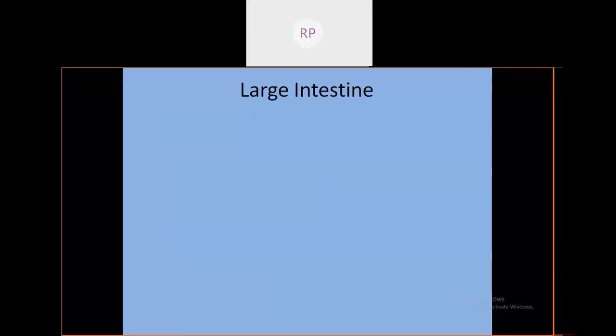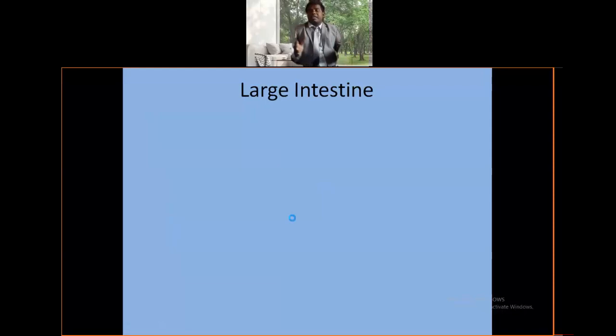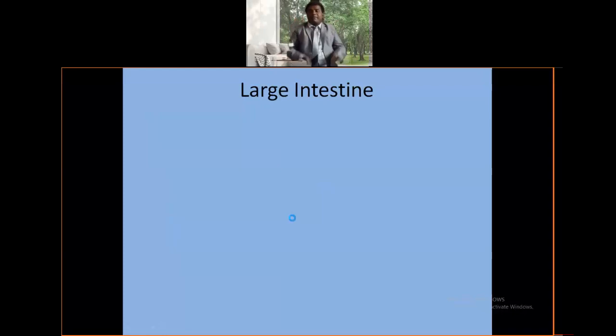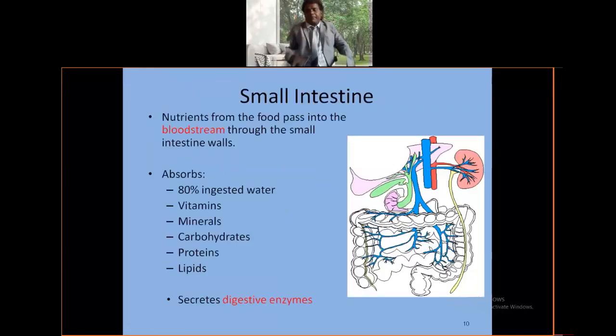Can I repeat the small intestine, remembering one thing? The small intestine is 7 meters long. It contains 3 parts: duodenum, jejunum, ileum. The foldings in the small intestine are called villi.